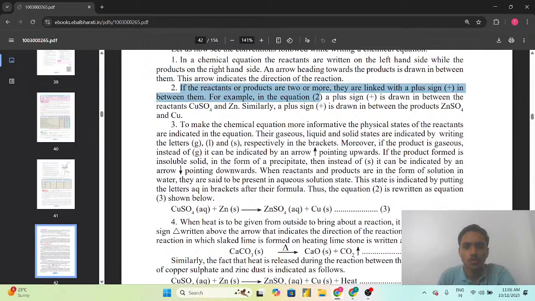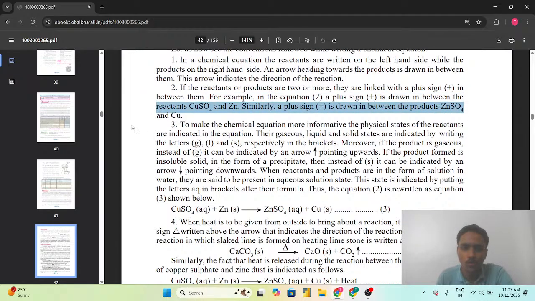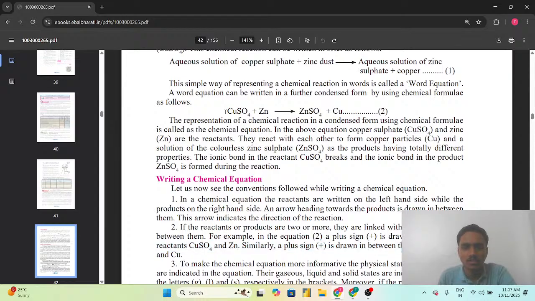If the reactants or the products are two or more, they are linked with a plus between them. For example, in the equation, plus is drawn between the reactants CuSO4 and Zn. Similarly, a plus is drawn on the product side. So we use the plus sign for showing or representation when more than one reactant takes part in the reaction or more than one product is formed.